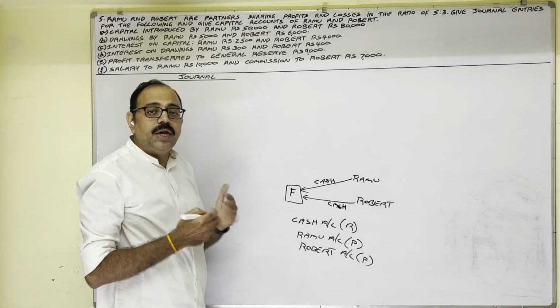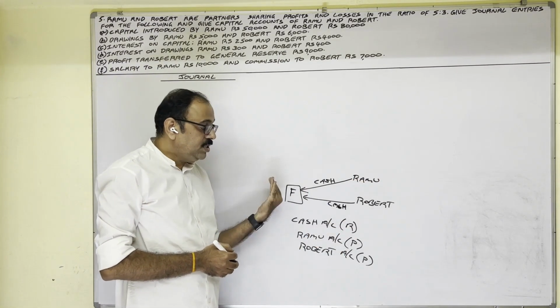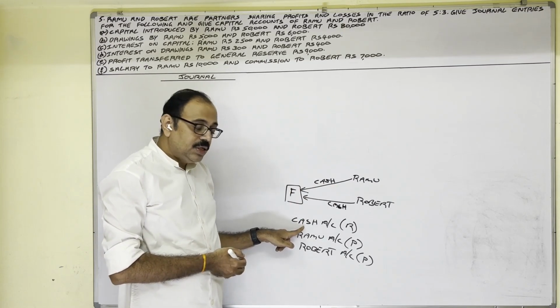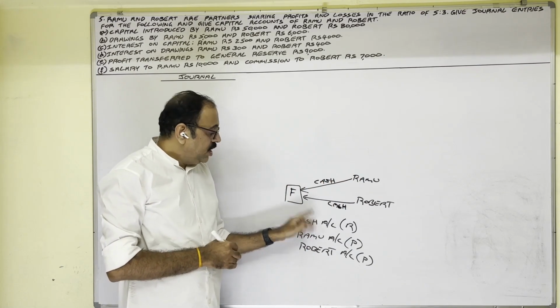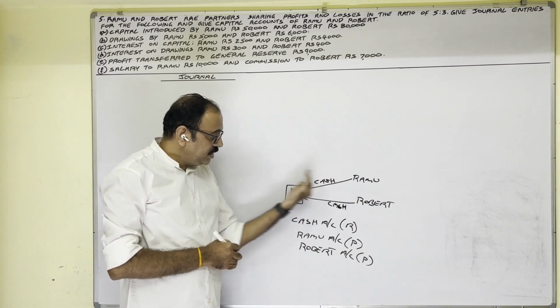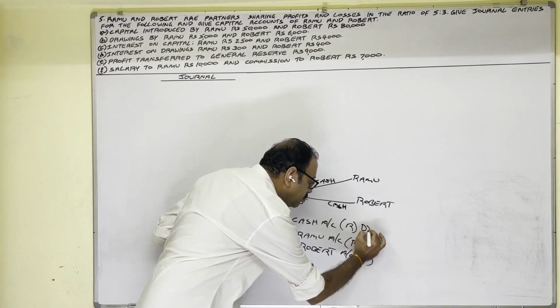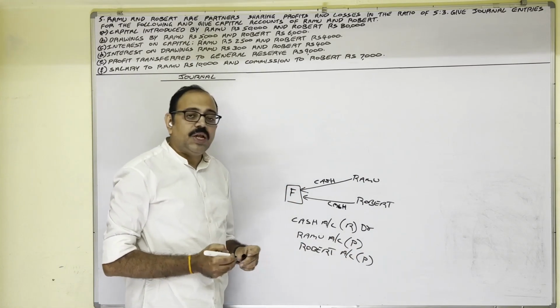Finally, apply the double entry rules. For a real account the rule is debit what comes in, credit what goes out. Here the real account is cash. If cash is coming into the firm, we should debit the cash account. If cash is going from the firm, we should credit. Here cash is coming from partners, therefore debit what comes in is applicable. Debit cash account. Both others are personal accounts.